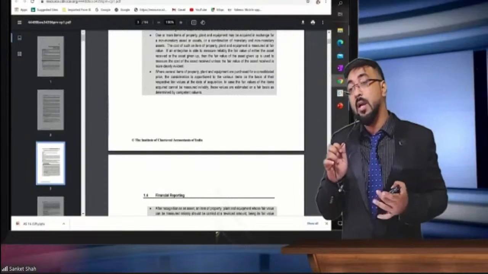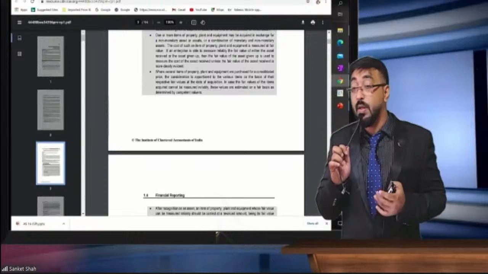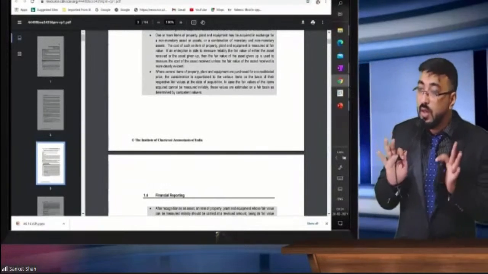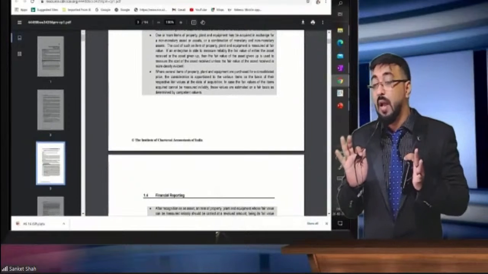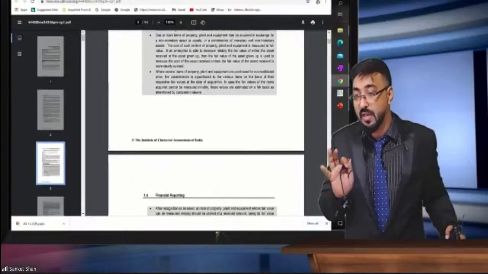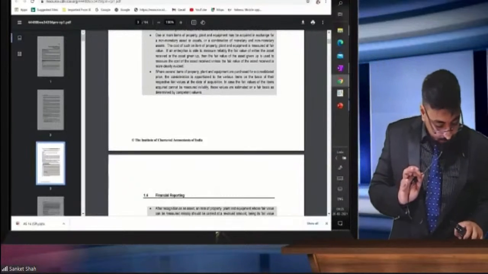For accounting standards in Group 2, it is also very important, because in Group 2 there is a 30 marks weightage for accounting standards. I'm not saying it is exactly the weightage, but yes, definitely 15 to 20 marks weightage is for accounting standards.